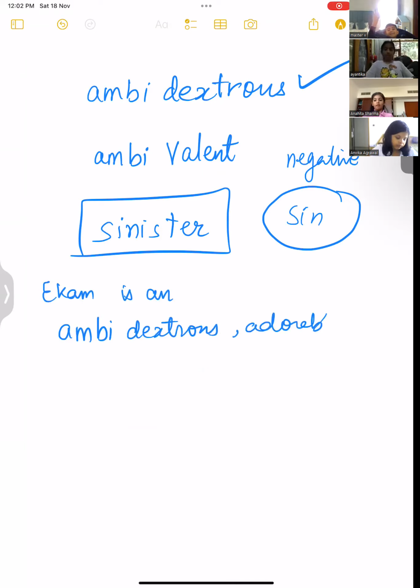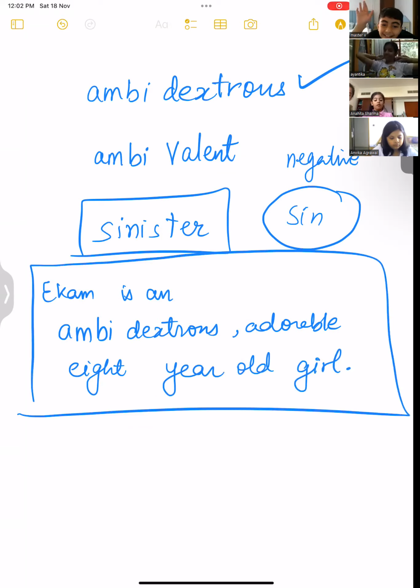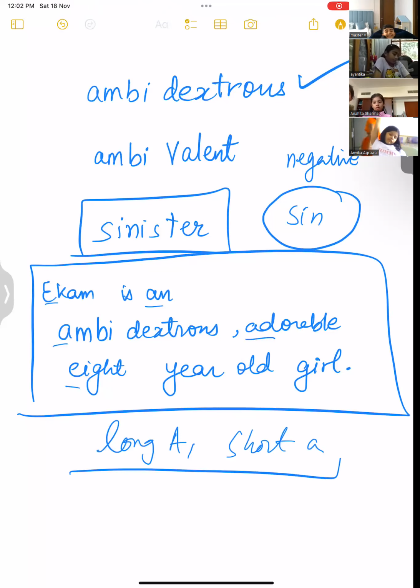Ma'am, I write with both hands. I can't write with right hand. Ma'am, I can only write with right hand. I am a 9-year-old girl. I know, but I wanted to make it an alliteration, okay? Sound it to be alliterated. Now see, Ekam is an ambidextrous, adorable 8-year-old girl, okay? I have a lot of same sounds over here, like adorable, ambi, Ekam, and ma'am. A long vowel A bhi hai and short vowel A bhi hai before someone points out.